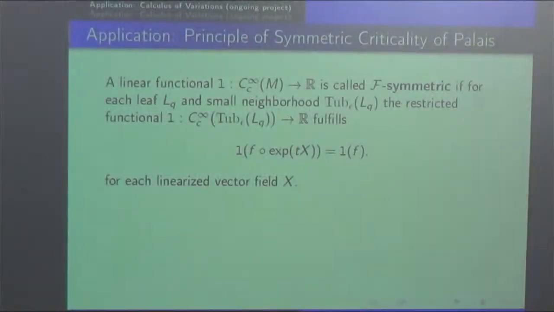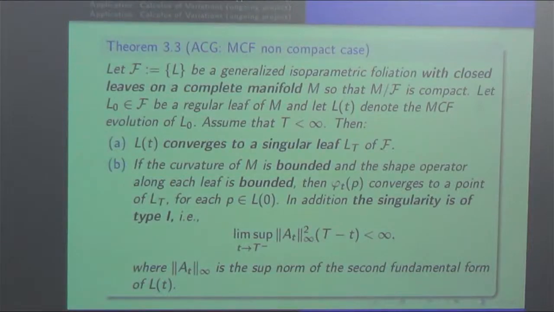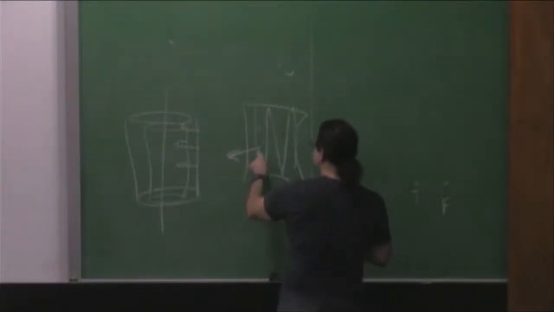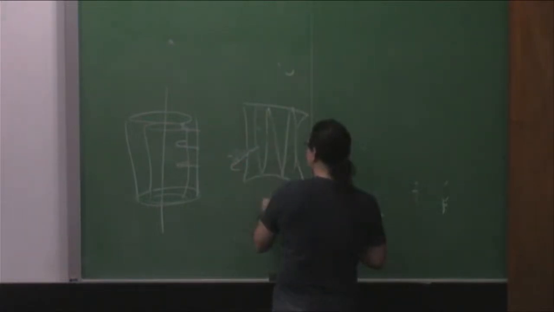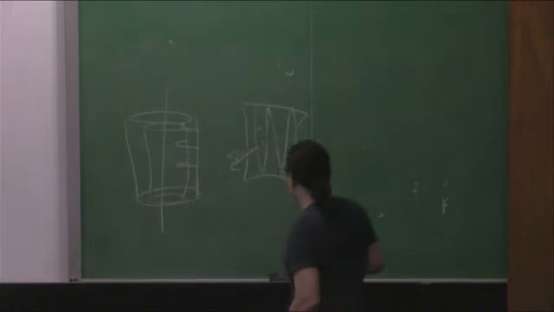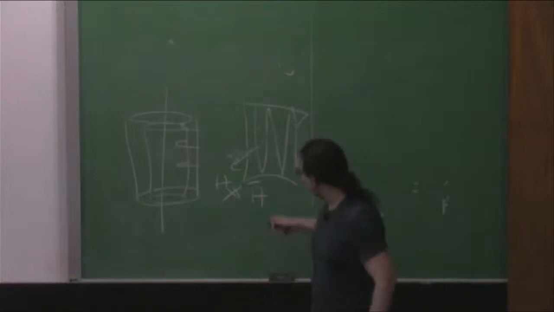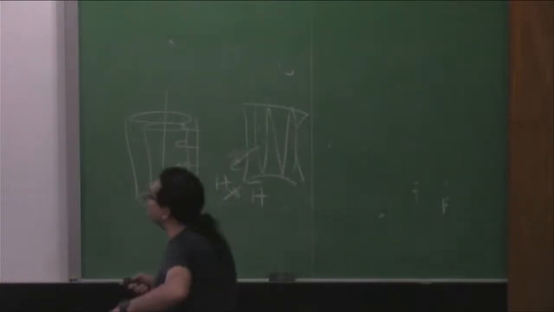And I would like to end this talk with another kind of application. So this was the application of model 1. We have a kind of model 2 in the case when the leaves are not closed, then you may have to follow the mean curvature of a non-closed leaf. But this does not coincide with the mean curvature flow of the closure.